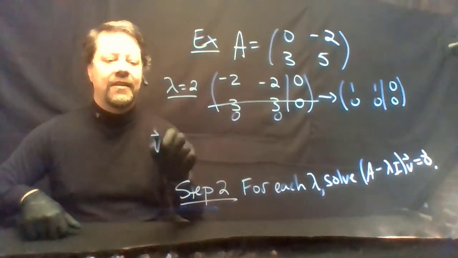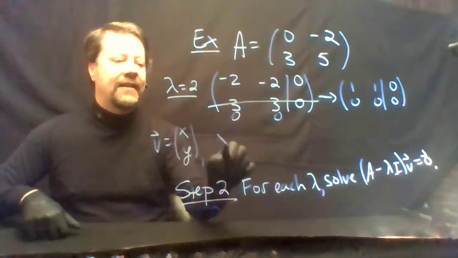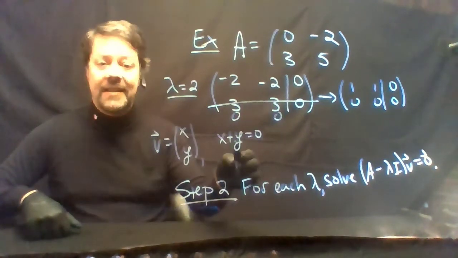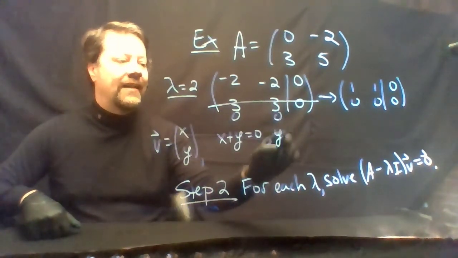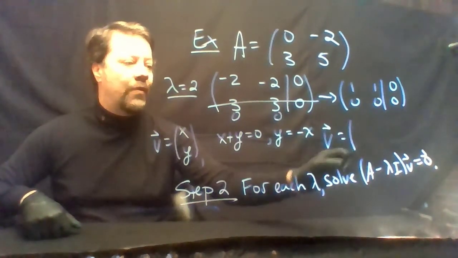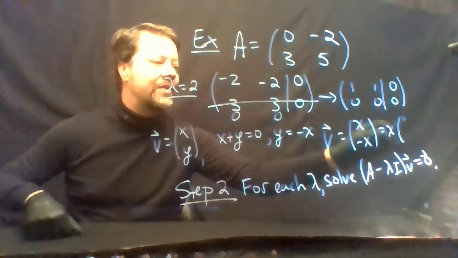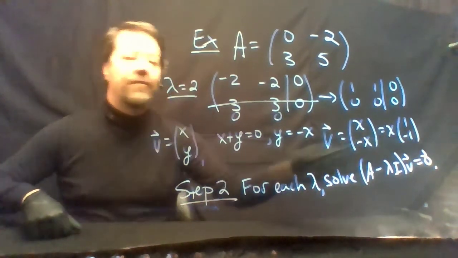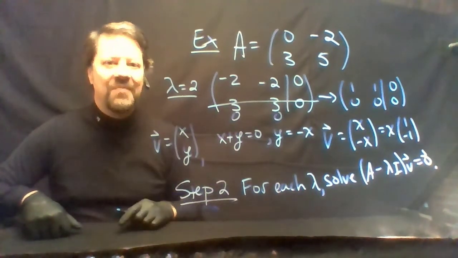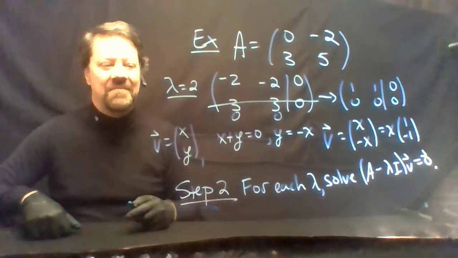If our eigenvector has coordinates x, y, we deduce then that x plus y is equal to 0. This has solution y equals minus x. So our eigenvectors will all be of the form (x, -x), or in other words, x times (1, -1) for arbitrary values of x, as long as x is not 0. Because if x is 0, you get the 0 vector, and then it's no longer an eigenvector.